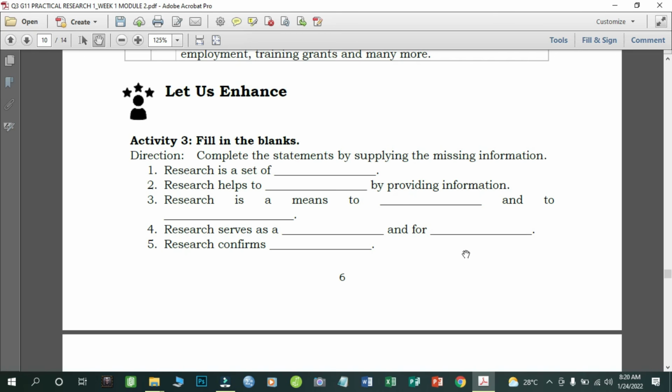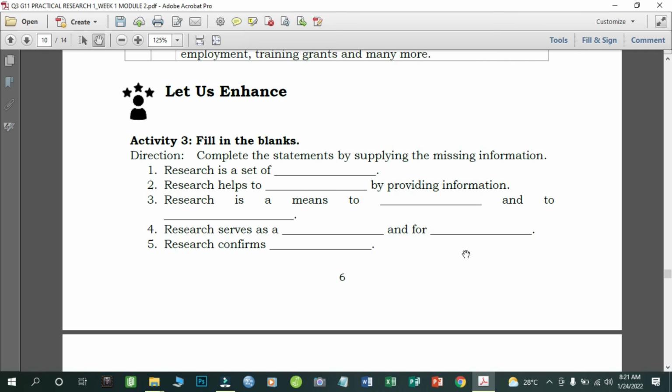Okay, number 4, research serves as a blank and for blank. Okay, the correct answer is, research serves as a tool for building knowledge and for facilitating learning. Okay, I hope you got it right.